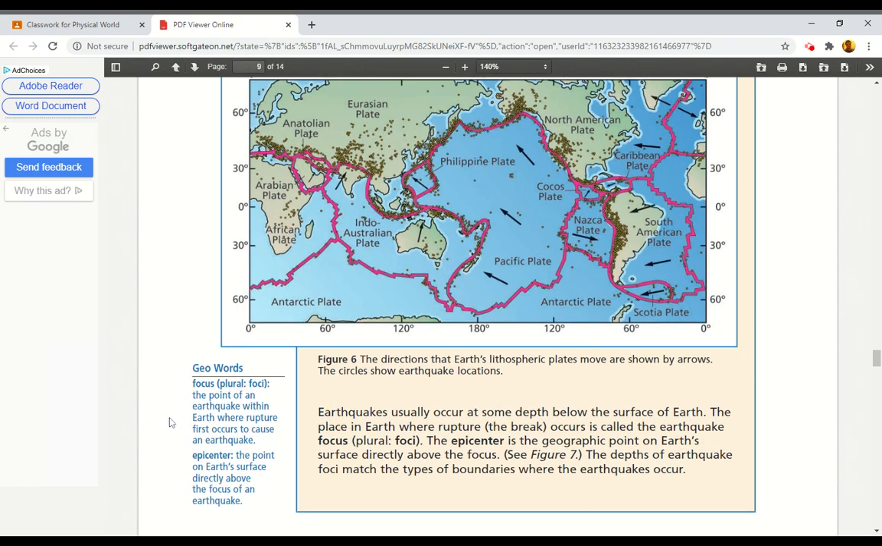Earthquakes usually occur at some depth below the surface of Earth. The place in Earth where rupture, the break, occurs is called the earthquake focus. Plural is foci. The epicenter is the geographic point on Earth's surface directly above the focus. The depths of the earthquake foci match the types of boundaries where the earthquakes occur.